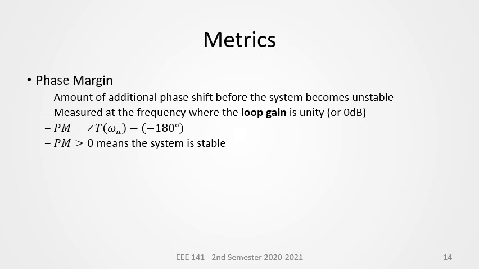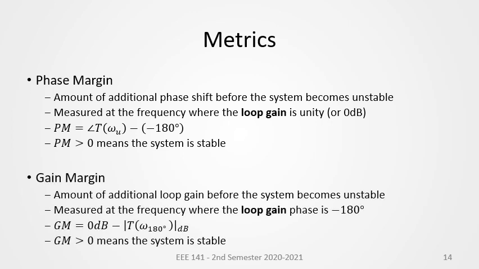Equation-wise, PM is equal to the angle of T at its unity gain frequency minus negative 180 degrees. This form is more convenient for us since we will be dealing with systems that tend to shift the phase downwards or clockwise. A phase margin that is greater than 0 means that the system is stable. However, this is generally true only if the loop gain and the phase cross the 0 dB and negative 180 degrees respectively only once. In cases that either of the two is not true, then the frequency response must be inspected based on the more generic statements in the previous slide.